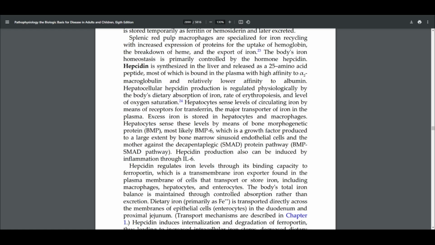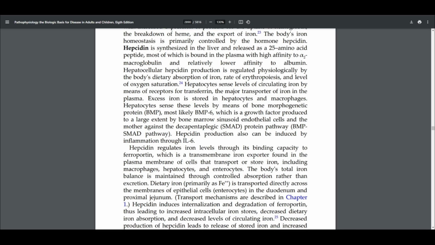Hepatocytes sense levels of circulating iron by means of receptors for transferrin, the major transporter of iron in the plasma. Excess iron is stored in hepatocytes and macrophages. Hepatocytes sense the levels by means of bone morphogenic protein, most likely BMP6, which is a growth factor produced to a large extent by bone marrow sinusoid endothelial cells, and the mothers against decapentaplegic (SMAD) protein pathway. Hepcidin production also can be induced by inflammation through the interleukin-6 pathway.